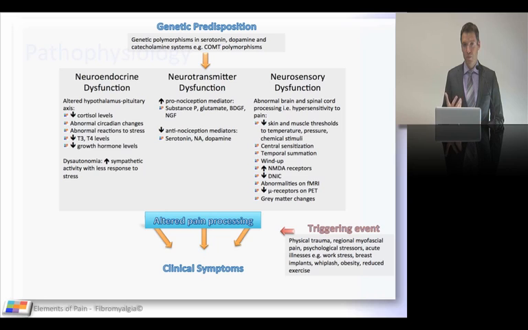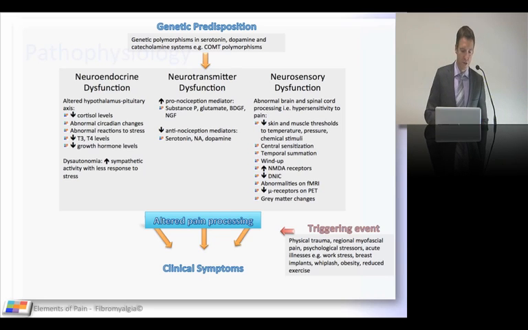There are three broad headings that abnormalities occur under: abnormalities with the neuroendocrine system, abnormalities with the neurotransmitter system, and abnormalities with the neurosensory system. And a lot of the interesting and recent work is coming out in the neurosensory system. So let's look at neuroendocrine dysfunction.